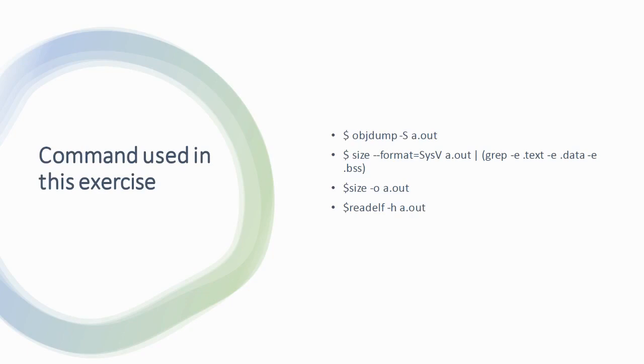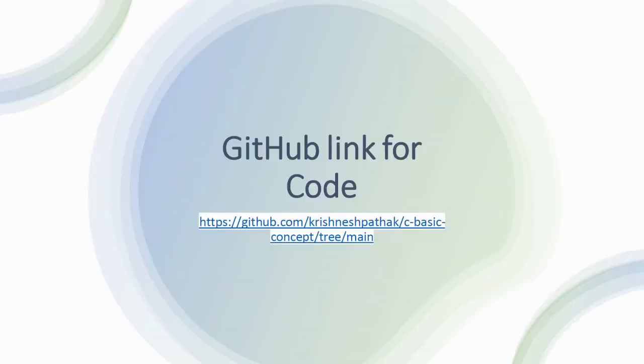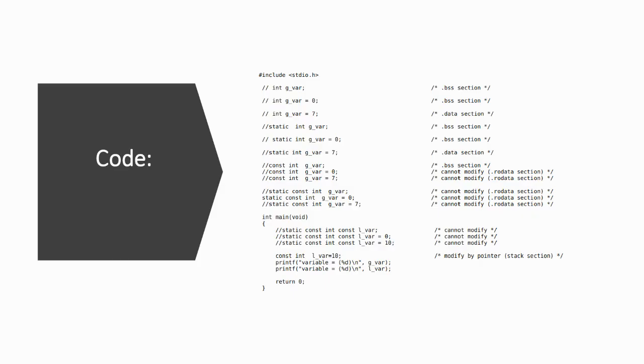In this session, I am also going to use a live debugging session where we will use all these variables locally and globally, and try to see where they are stored in the .text, .ro data, .data, and .bss sections. These are the commands I'm going to use, so you can use them for the live debugging session too. You will get all my code in my GitHub channel. Also, you can get these slides in the same C basic concept folder inside my GitHub.